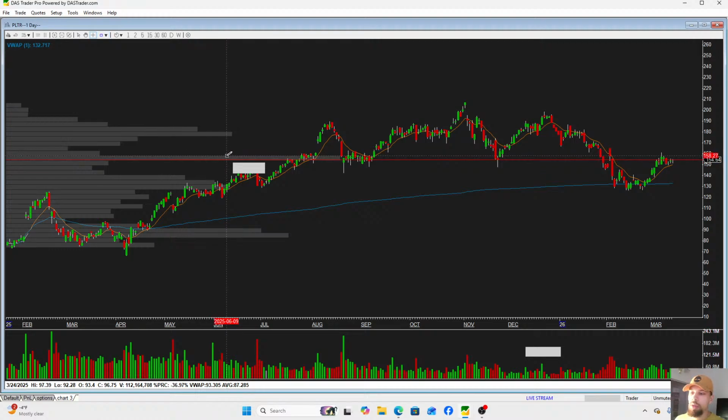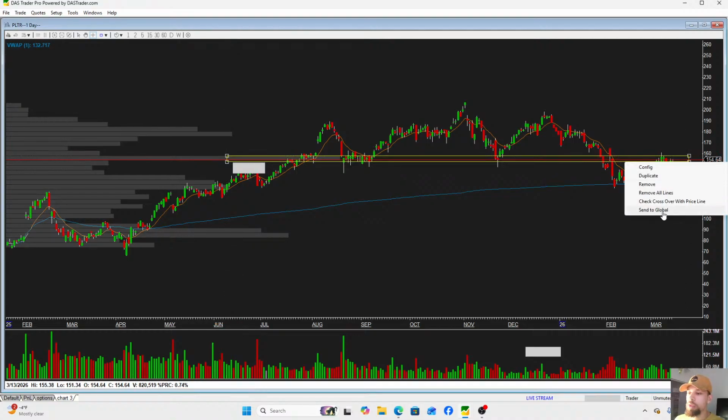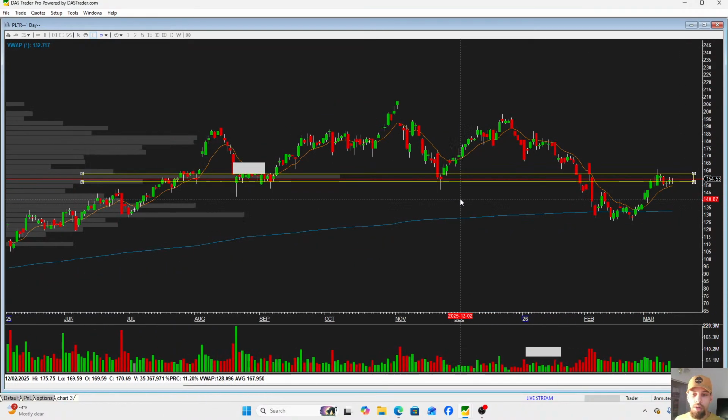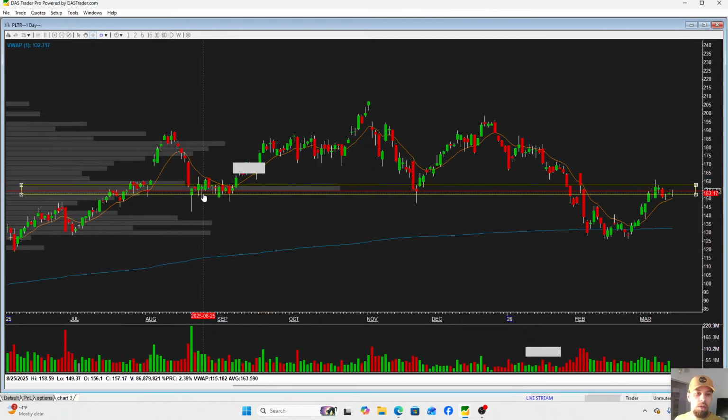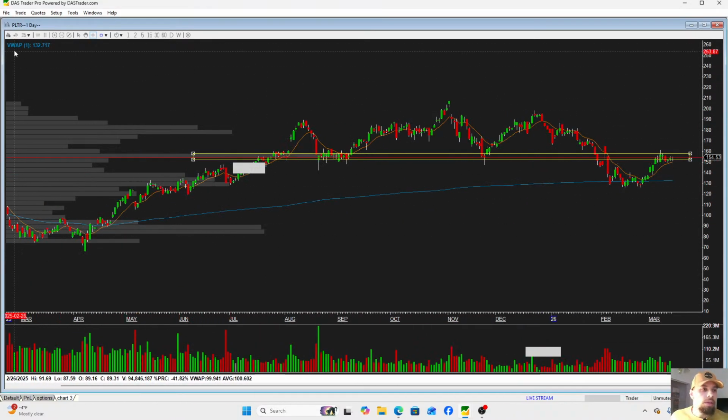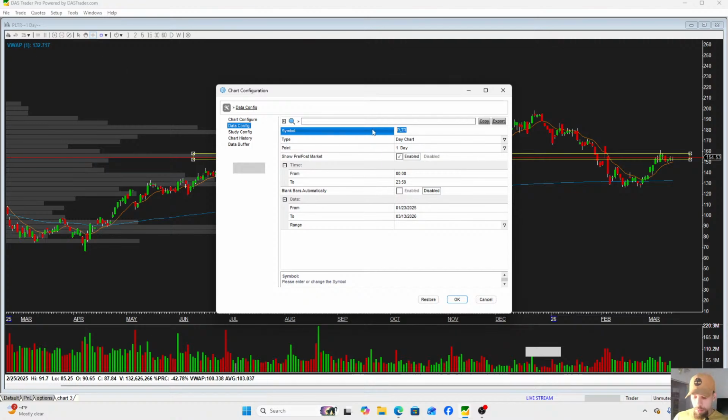So let's see, area of resistance 158 is what I am drawing. Area of support 152.83. Looks good to me. You can see lots of little waypoints on the bottom side of this support box that I drew. Okay, that looks good. Just gonna mark up a bunch of charts here in case these few tickers don't give me an opportunity.